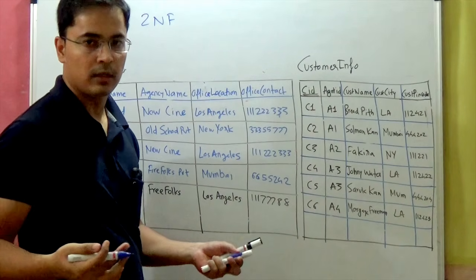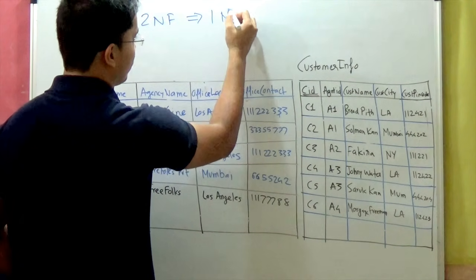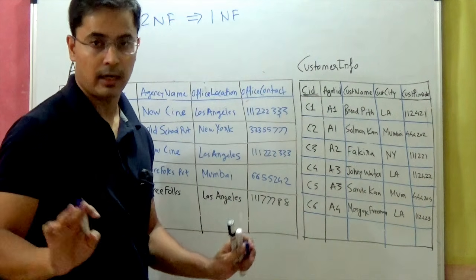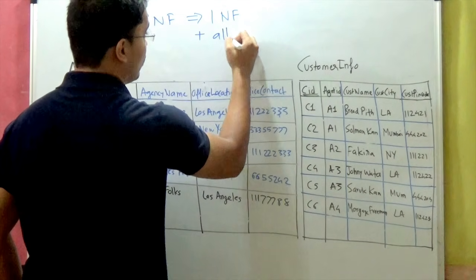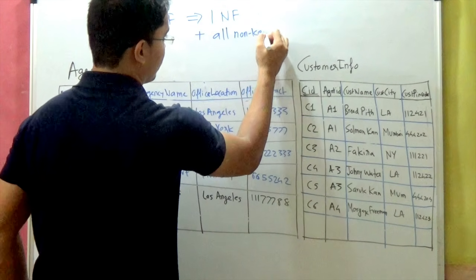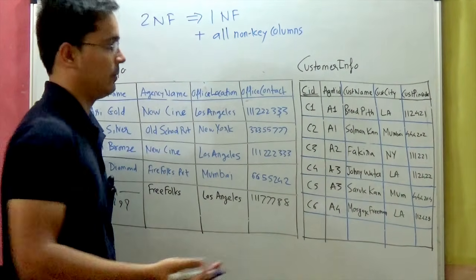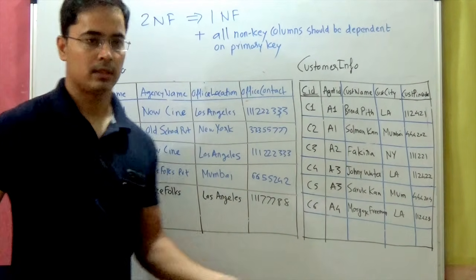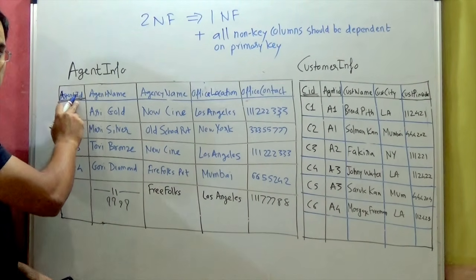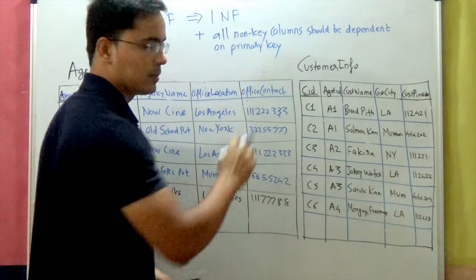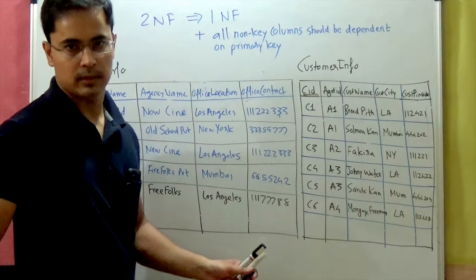In order to attain second normal form, you should adhere to all the rules of first normal form, right? As I told you earlier, they are progressive. Plus, non-key columns should be dependent on the primary key. So first, what are non-key columns? In this agent info table, agent ID is the primary key. Here, customer ID is the primary key. So all these other columns are non-key columns, right?